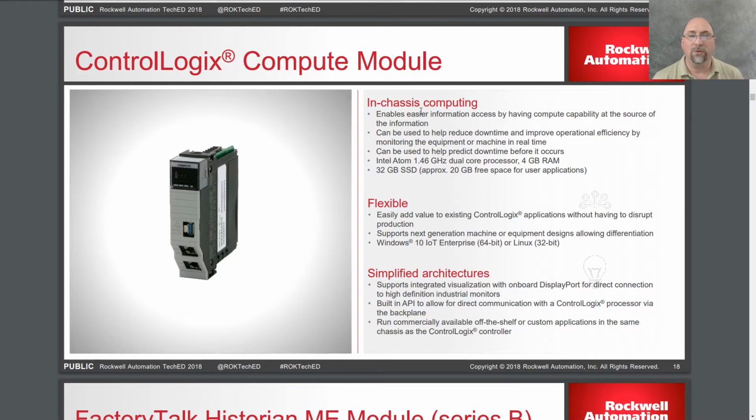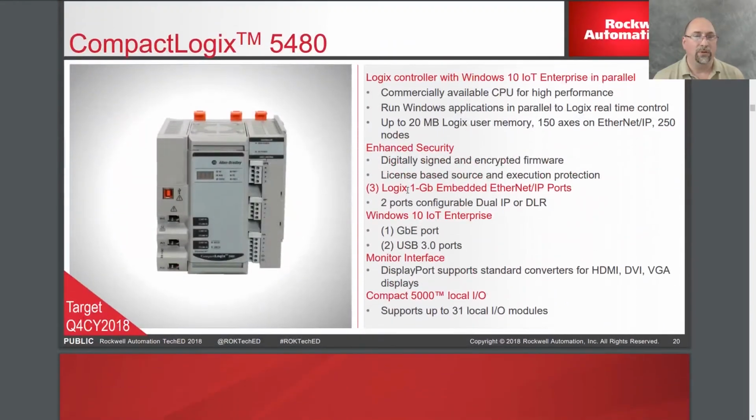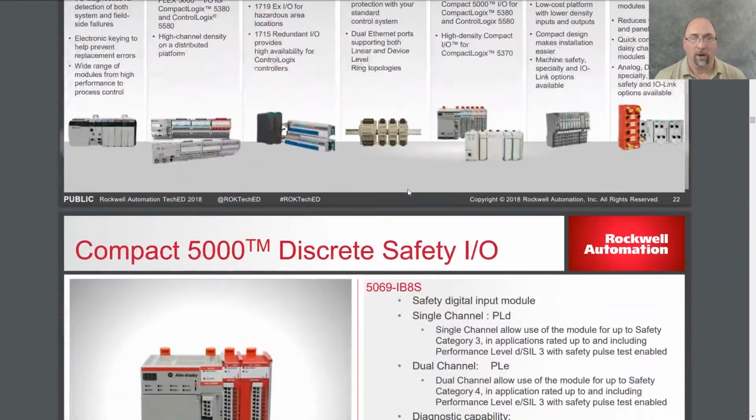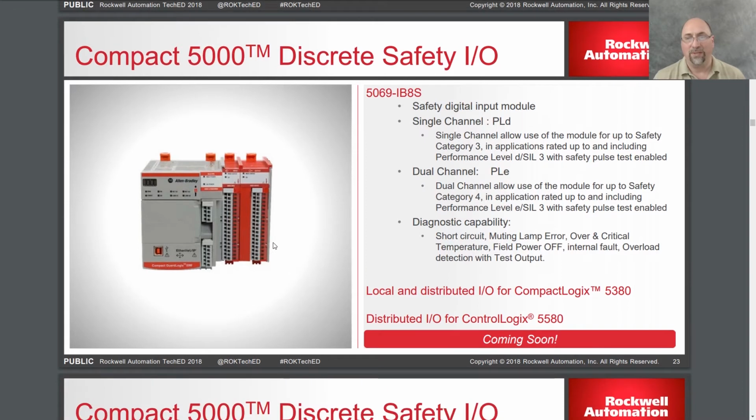But for most customers, most applications, an industrial computer is going to be a lot less expensive and plenty of throughput. Okay, FactoryTalk Historian ME module. We talked about the 5480, and now we'll talk about I/O. And I think we kind of already talked about the Compact 5000 safety I/O. This is coming soon.